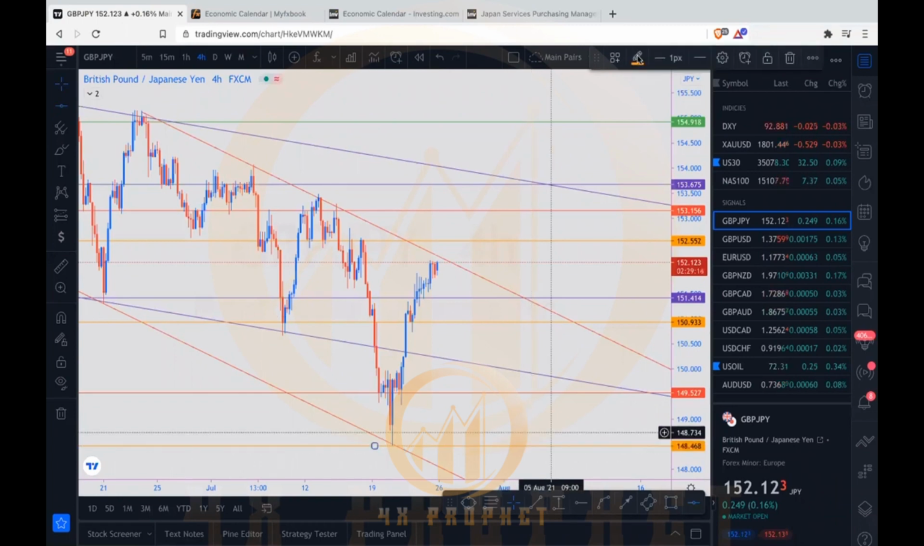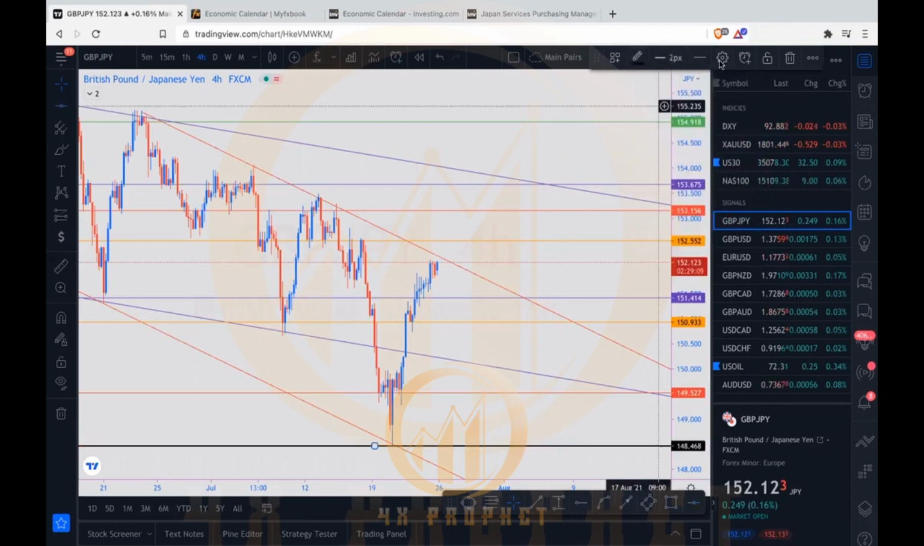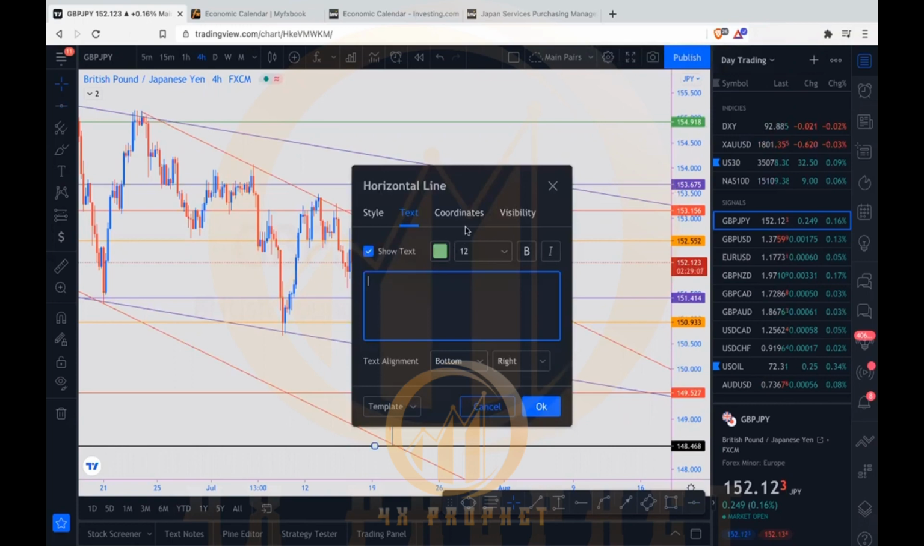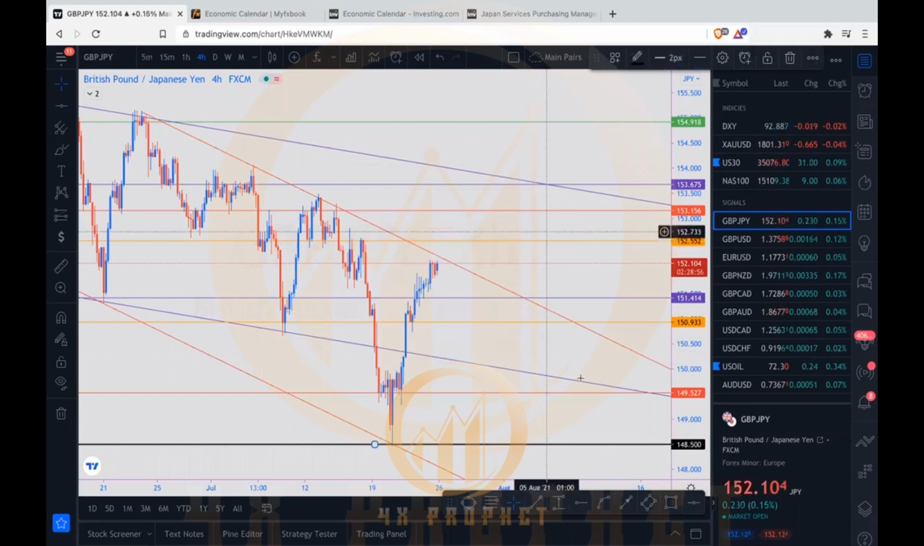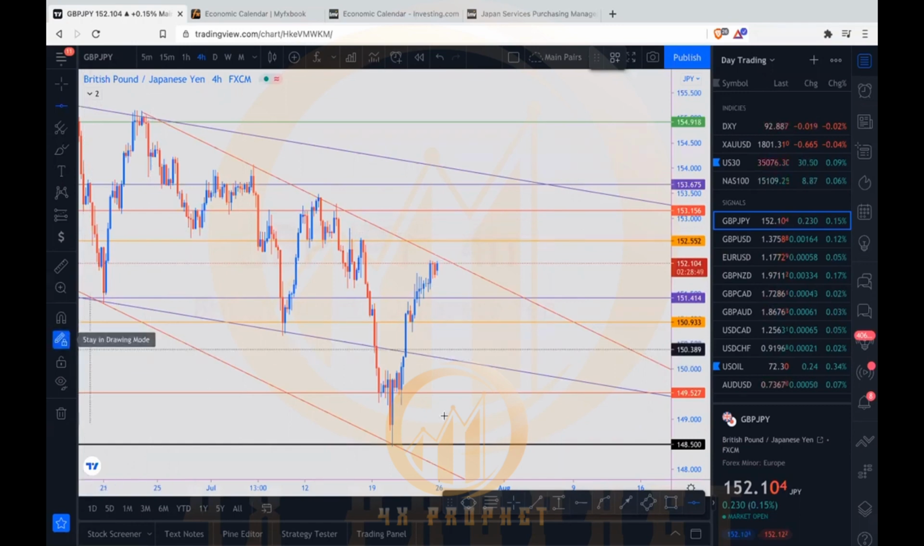So let's make our quarter points black. We're going to make it thicker. Come here, and we're just going to go to the coordinates and change this to 500. Perfect. And just so we don't have to keep pressing that, let's lock it by clicking stay in drawing mode.